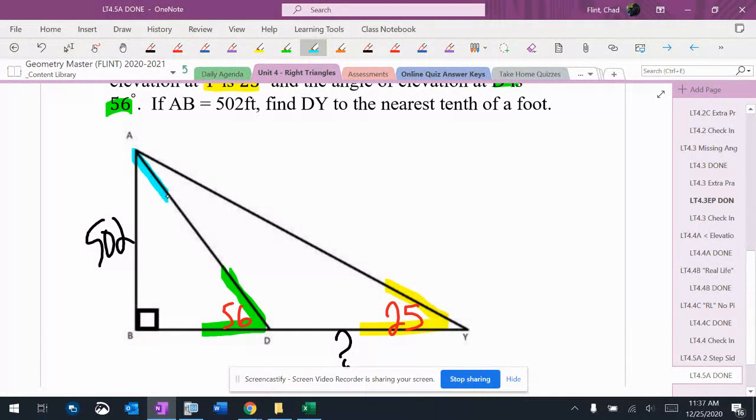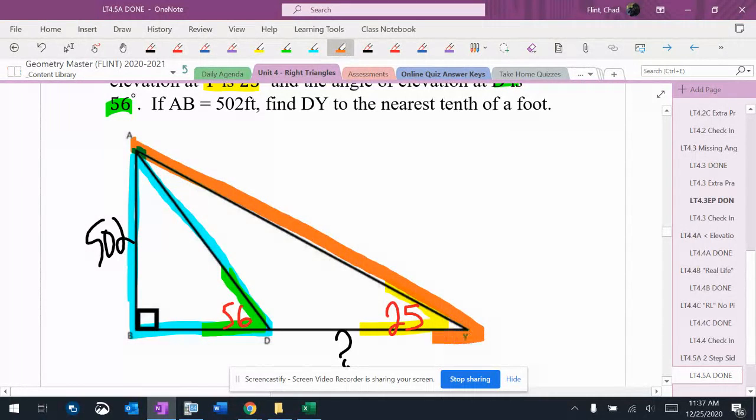So let's put one in blue here. So here's one of my right triangles right there. There's my blue right triangle. And I'll put another one orange. So there's my orange right triangle. Remember, it has to have a right angle in it. We do really want to overlap if we can.